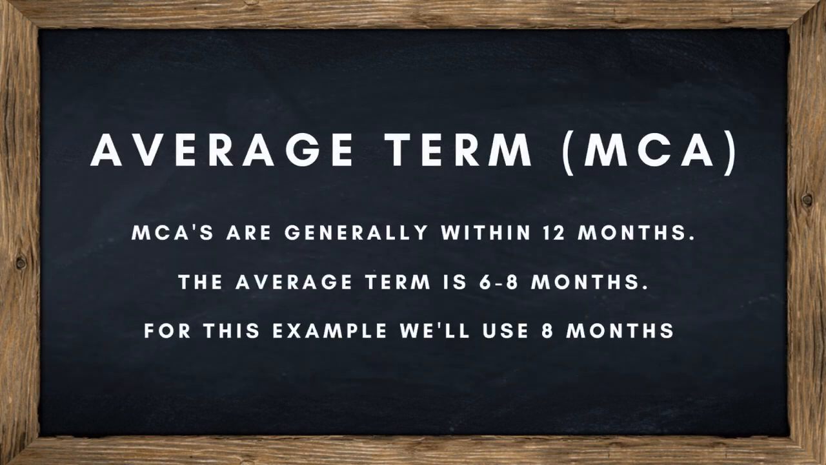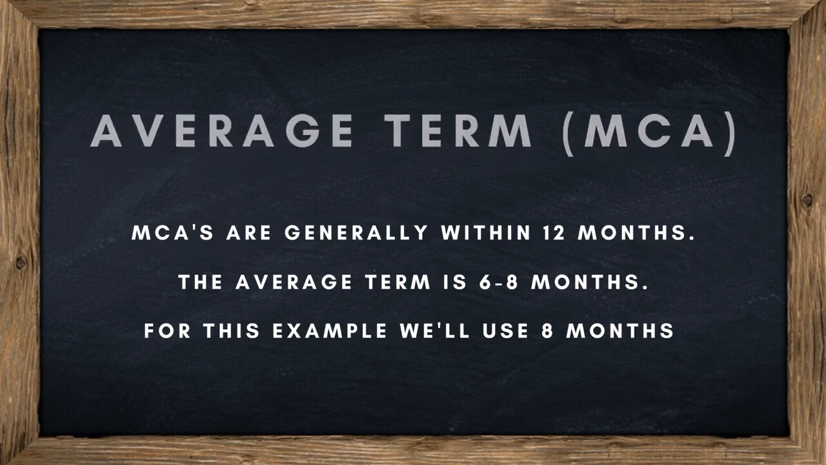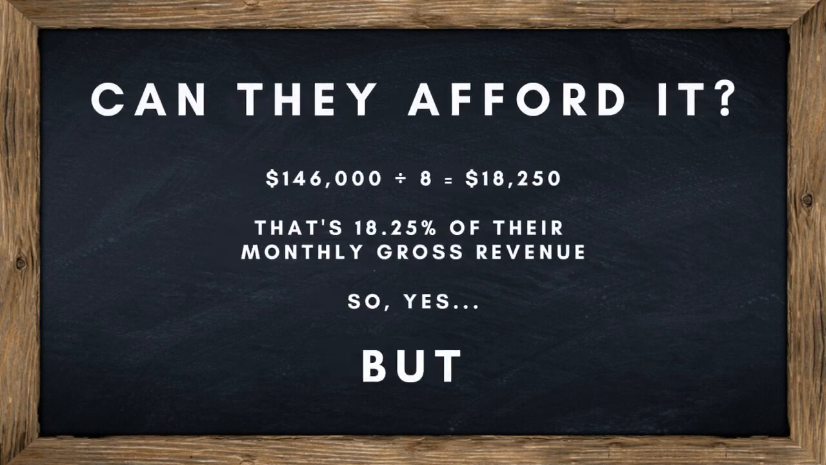But with that being said, we need to first understand the average term of a loan. Well, merchant cash advances are generally within 12 months. The average term is between 6 and 8 months. So for this example, we'll use 8 months. Okay. So with that being said, all you do is take the payback, $146,000, you divide it by 8 months, right?